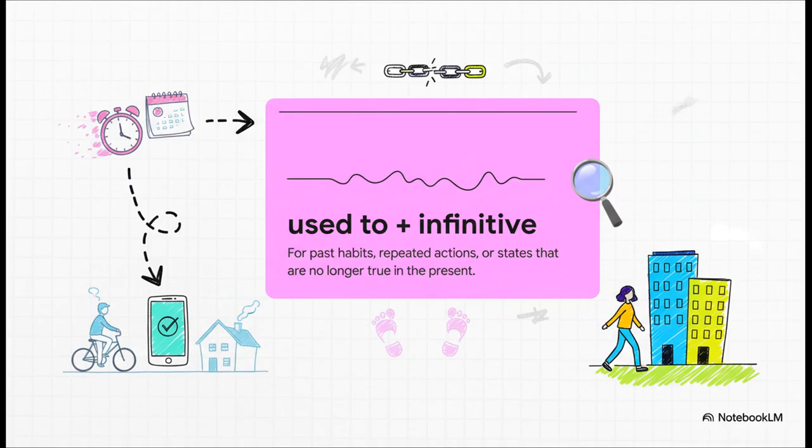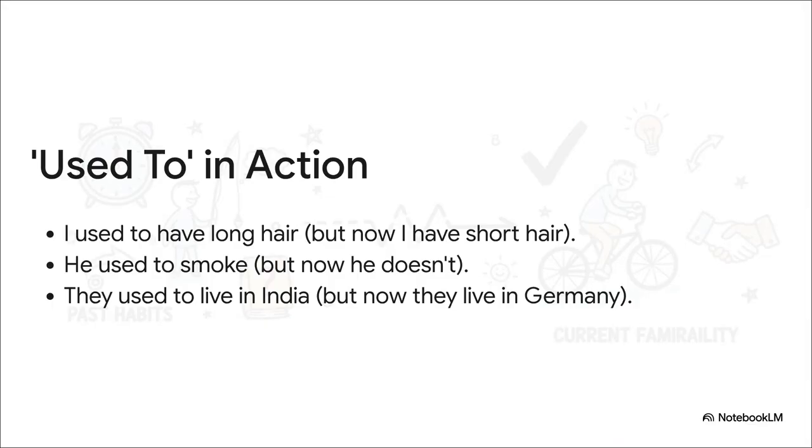And it works for old habits, things you did over and over, or even just states of being that are done and dusted. And these examples really make it pop. I used to have long hair. What does that imply? That I have short hair now. Or he used to smoke. Yeah, that means he quit. Every single time you see that connection, a fact from the past that highlights a change in the present.